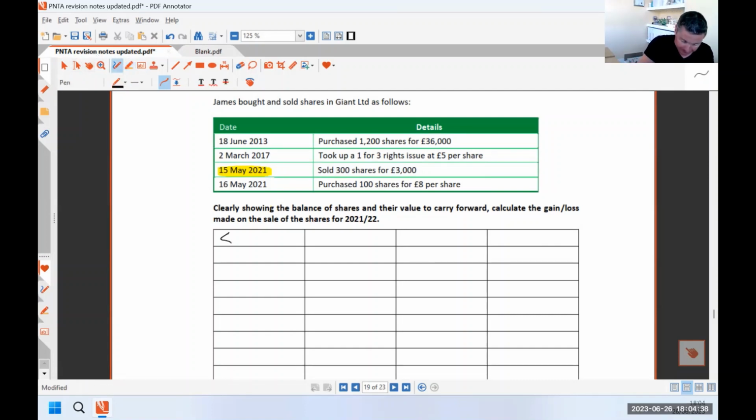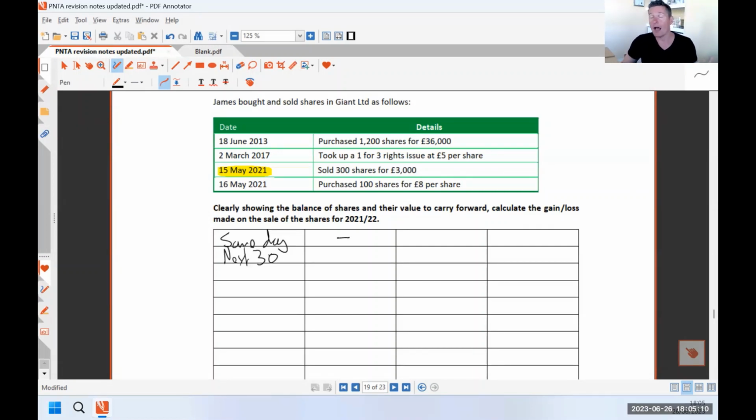So you've got same day. No. Then where are we going? So the next 30 days. So what we want to do is show the examiner that we know the matching rules. So if they all come out of the pool, you still want to go through the matching rules and say, look, I did look for the ones on the same day. I did look for the ones in the next 30 days. And then you go to the pool.